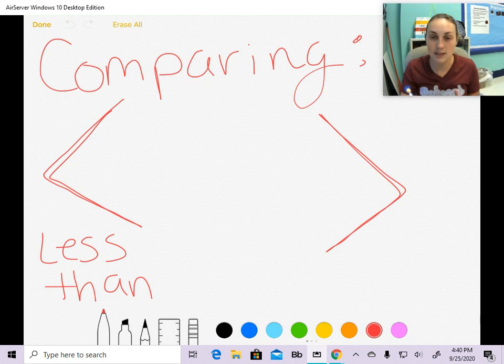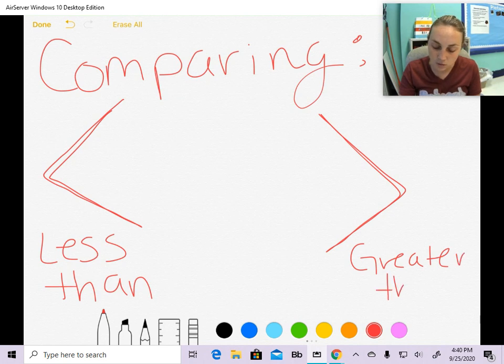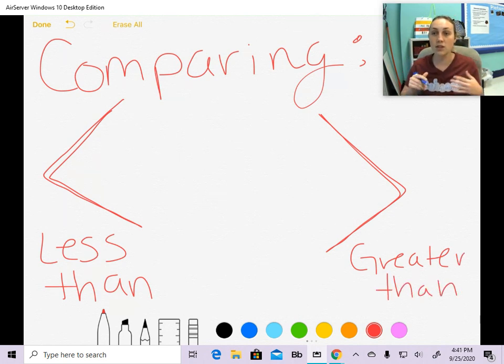So just be careful how you read this. The one on the right is going to be greater than. So if you saw this in there, you would read it as 5 is greater than 4. So whenever you see these, just remember to read them correctly in the problem.